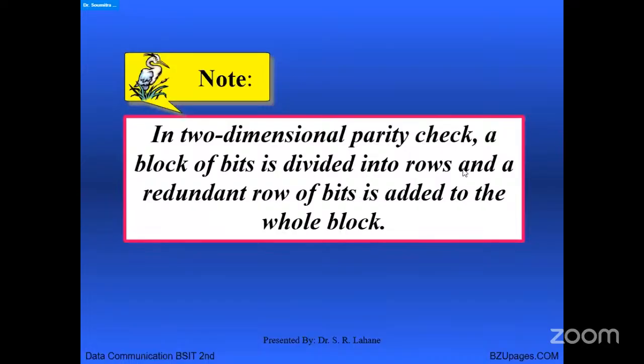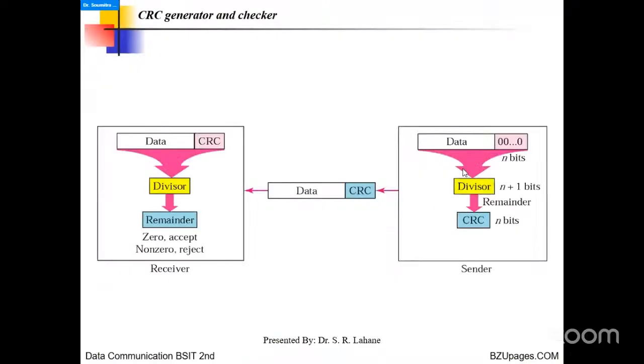In two-dimensional parity check, a block of bits is divided into rows and a redundant row of bits is added to the whole block. That is the two-dimensional parity. The second method is the CRC generator at the sender and receiver. This is the block diagram of CRC.